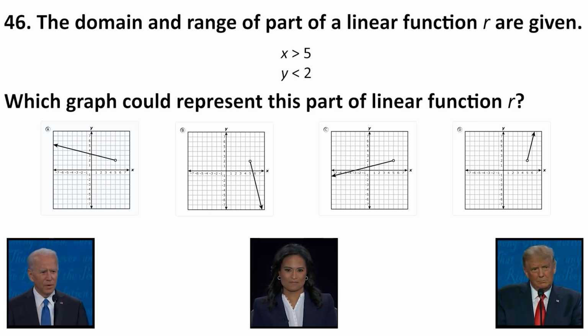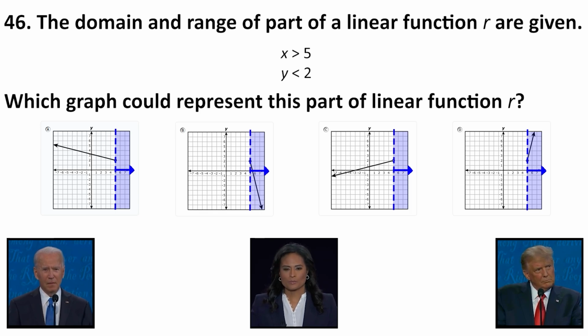Well, I really appreciate you having us here. Let me break this one down for you. Since the domain only contains values greater than 5, the graph needs to be to the right of x equals 5. Notice how choices A and C don't meet this requirement.